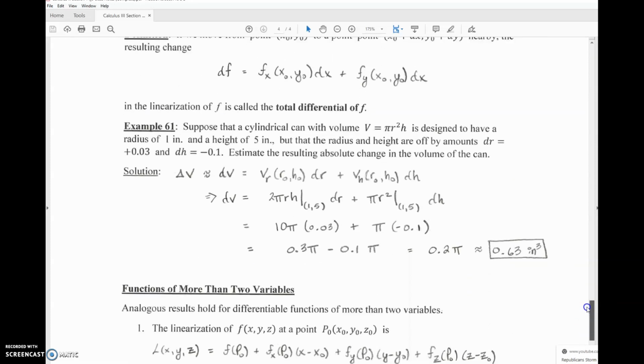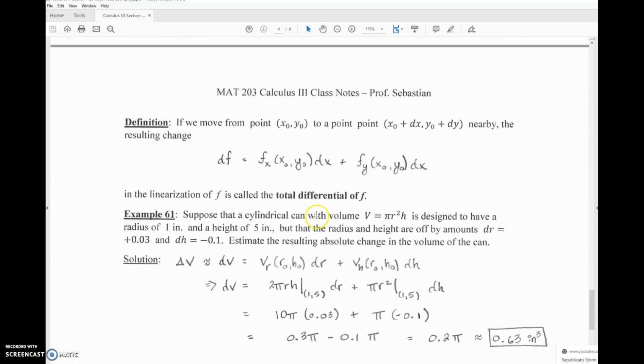We are on page 65, the last page of our section 14.6 notes, where we're speaking about differentials and linearization of functions of two variables. So, here's a definition about the total differential.